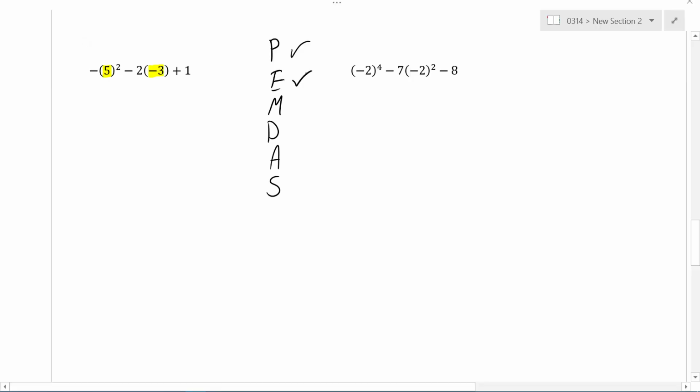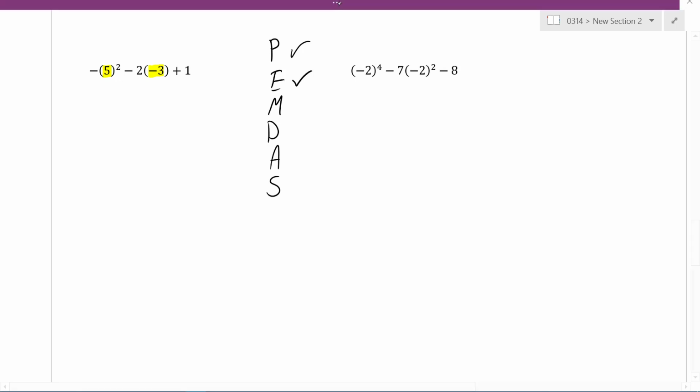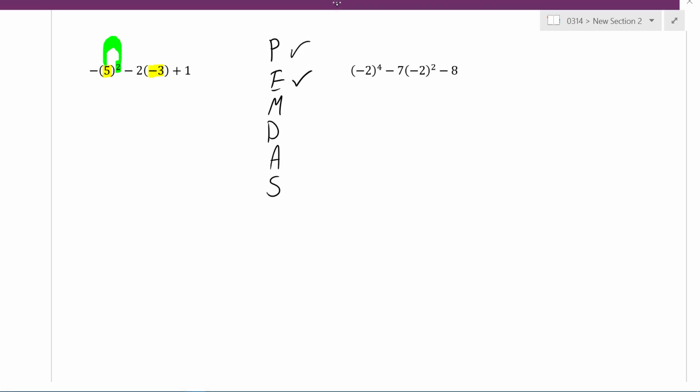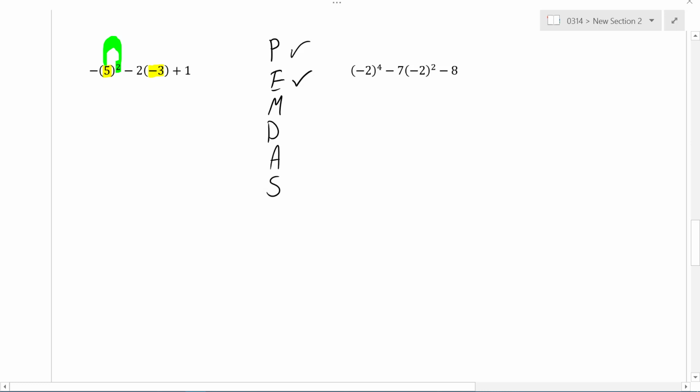The next operation is exponents. I only have one exponent, and it's right here. What is the base for that exponent? Well, it's only what's directly in front of it in the parentheses, so it's only the 5. So if I come to the side, that would be 5 written down times itself twice. That's 25. That negative was not part of the parentheses, so it's only going to be written down once, and we're just going to copy it down to the next problem in front of the 25. Okay, so we performed our exponent correctly.